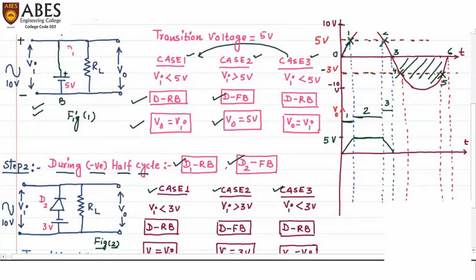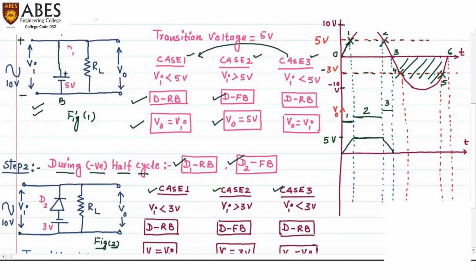So here also, in case number 1, we can see Vi is less than 3 volts, as you can see in the input waveform. So case number 1 corresponds to the portion between point 3 and 4. Case number 2 corresponds to the portion between point 4 and 5. Here we can see the input voltage exceeds the transition voltage, which is -3 volts. So in case 2, Vi will be greater than 3 volts.